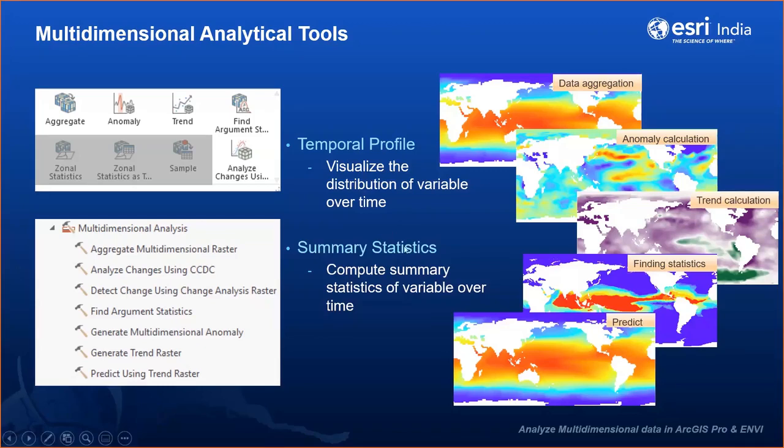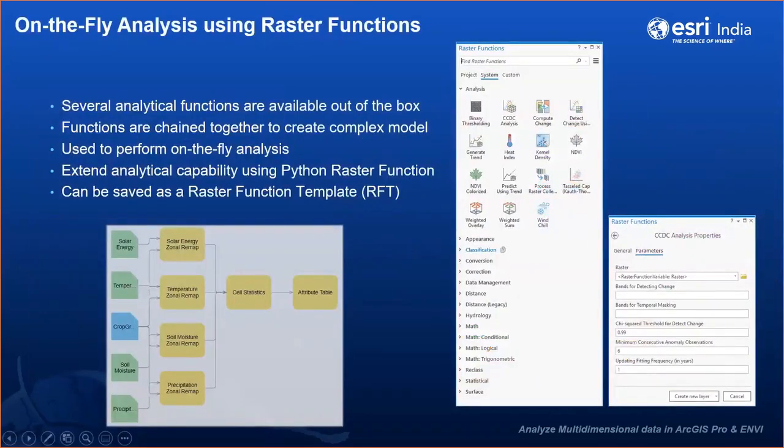Not only that, you may be looking for different custom algorithms. So we have on-the-fly analysis using raster functions. These functions help you access Python through the raster function template. With this raster function template, you can access the available raster tools and geoprocessing tools, create your own templates, and perform analysis. And you can create complex scientific models on multidimensional analytics.